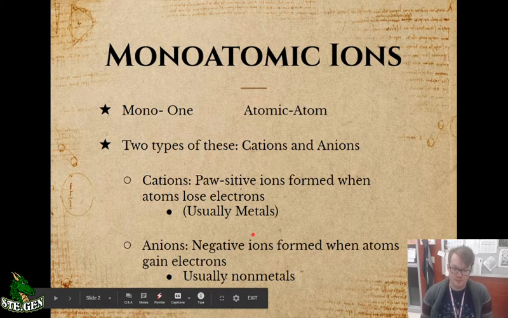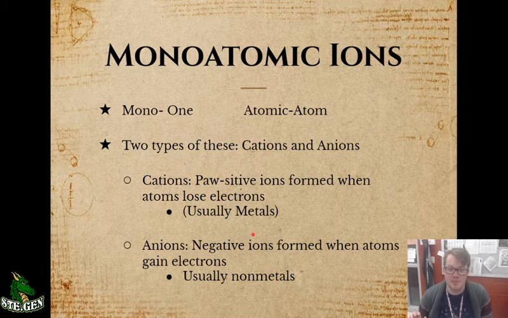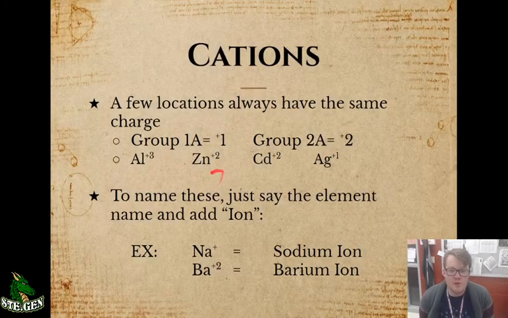Remember, metals are below and to the left of the staircase on the periodic table. Nonmetals are above and to the right of the staircase. There are a few locations that always have the same charge. Group 1A, that is a cation, is always +1. Group 2A is always +2. And the A's are not super relevant.